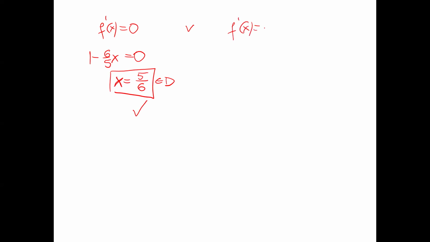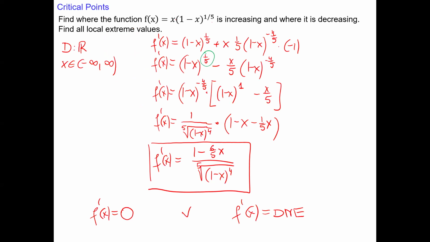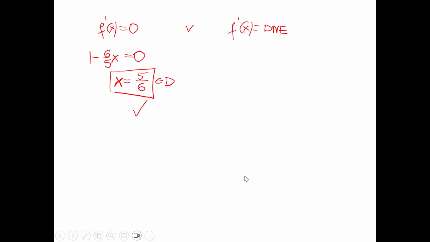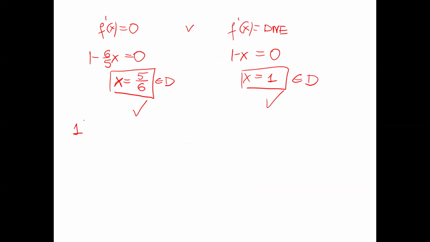The derivative is undefined, which could also give a critical point, if this expression is undefined, because that's the derivative. A fraction is undefined if the denominator equals 0. The denominator equals 0 if the quantity 1 minus x equals 0, so x equals 1. This also belongs to the domain. Yes, that's a critical number. Okay, we have two critical points. Now let's perform the first derivative test.